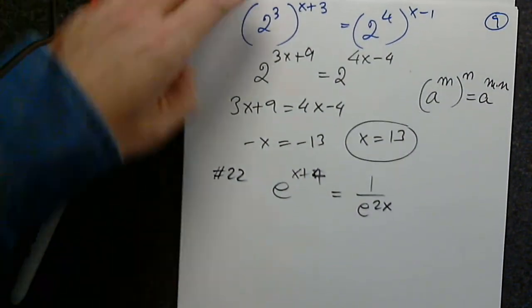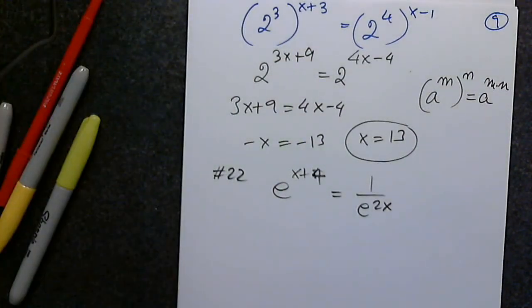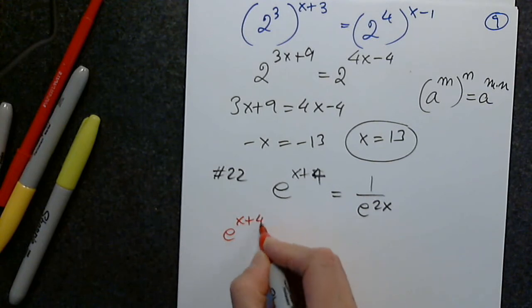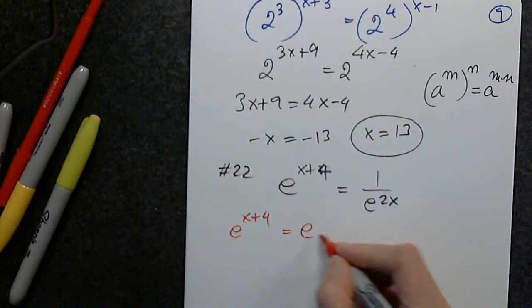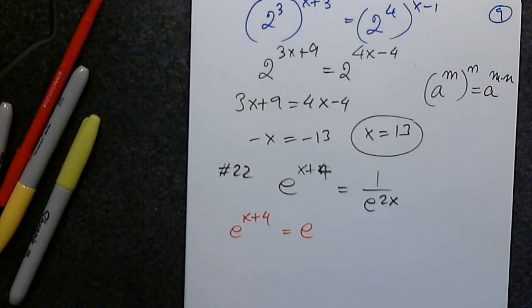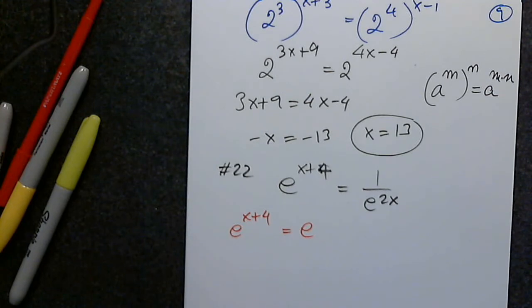Okay, the left-hand side has to stay. There is nothing I can do to e raised to x plus 4. It is e raised to x plus 4. But I'm hoping that the other side can be presented with the same base. Is there a way of writing 1 over e to 2x as e to a power? That's my hope. What should the power be such that this expression will represent 1 over e to 2x? It has to be negative. Negative 2x. That's it.